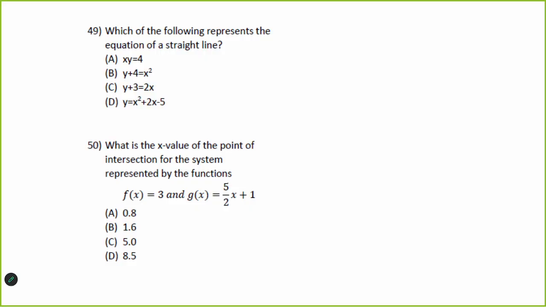Right? Which of the following is the equation of a straight line? Anything that has multiplying or x squared would be incorrect. So the answer here is C.